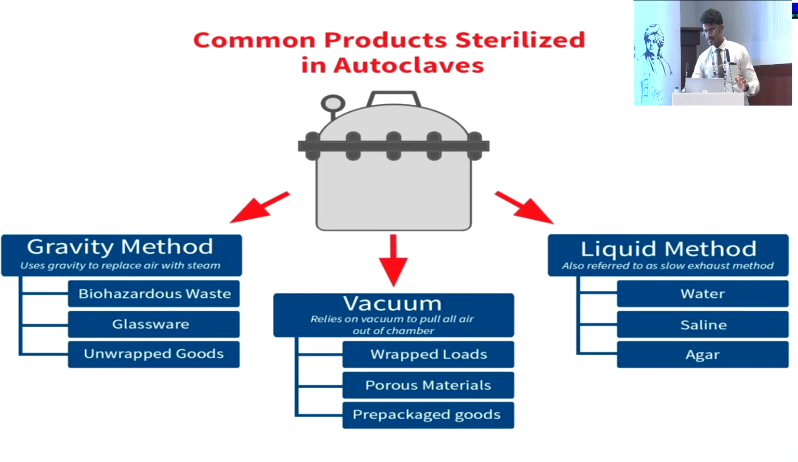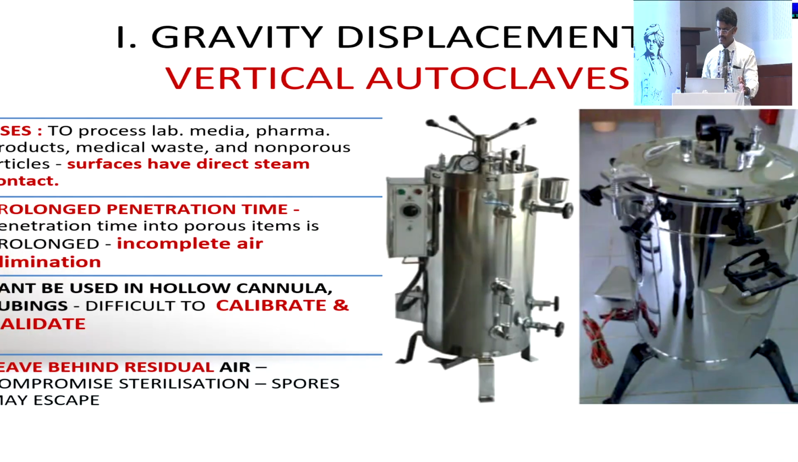So gravity method uses gravity to replace the air with steam. What we need to understand here is the air inside the chamber has to be gotten rid of, and we have to introduce steam. So how do we go about doing it is what this broad classification is about. So using gravity as a tool to do it gives us this gravity method, whereas in the vacuum method, there is active pumping out of this air followed by replacement with steam. Now that is what makes this vacuum method special. And thirdly, using liquid. Liquid method is not so much of common use. Mainly it is the vacuum and the gravity method.